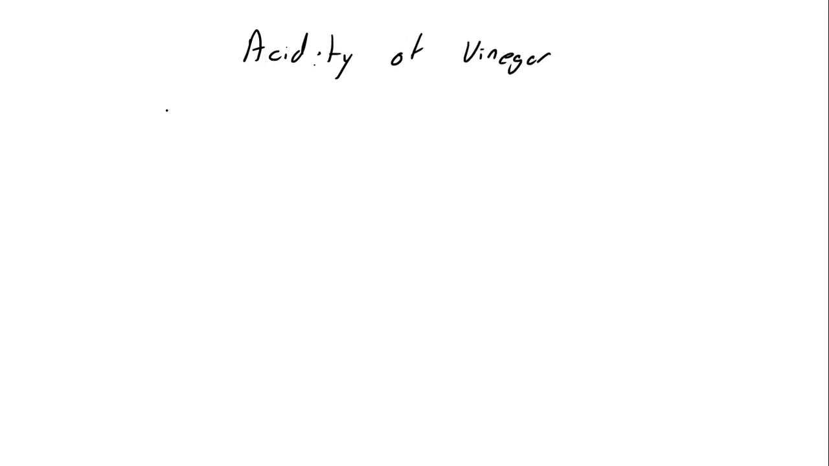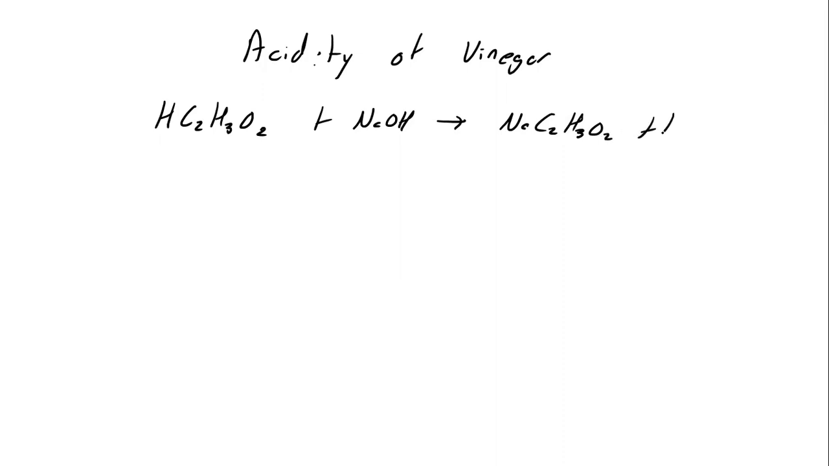Okay, so acetic acid is HC2H3O2, and you're reacting with sodium hydroxide to make sodium acetate plus water. Okay? And you're doing that to determine how much acetic acid is in the reaction. But before I do that, I need to know the concentration of my sodium hydroxide.